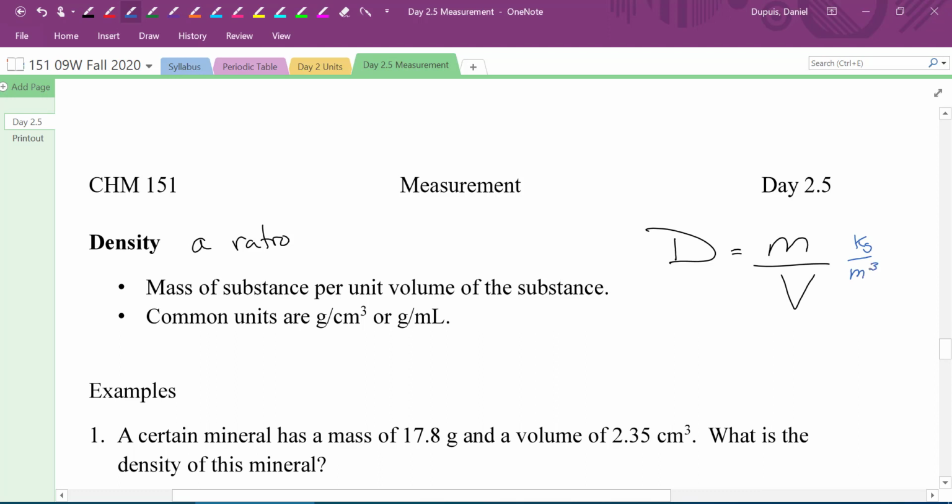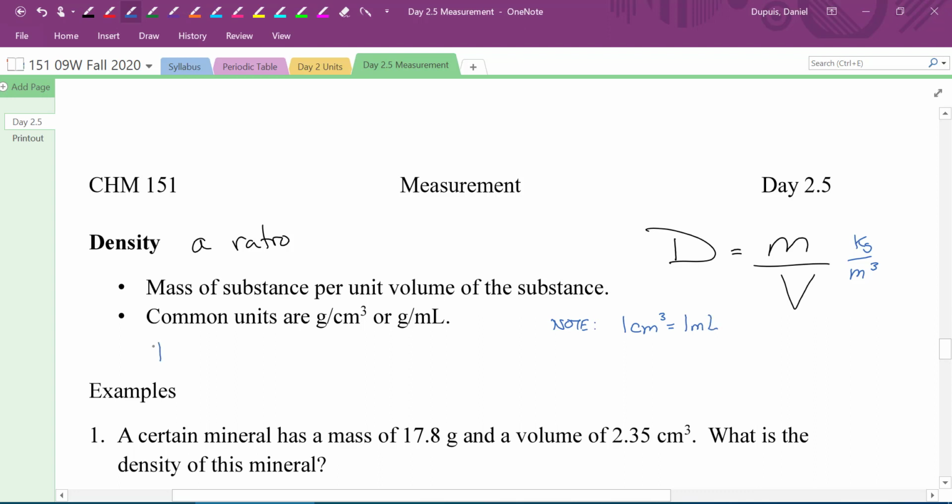Now, a cubic meter is quite a large volume. Most humans can fit into a cubic meter and stay alive, so we're not going to use that. We're going to use grams per cubic centimeter or grams per milliliter, just because that's easier for us to work with. I want you to note that 1 centimeter cubed is 1 milliliter. They are the same thing.